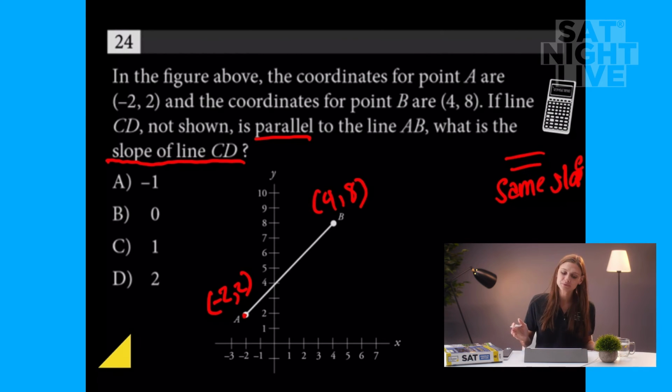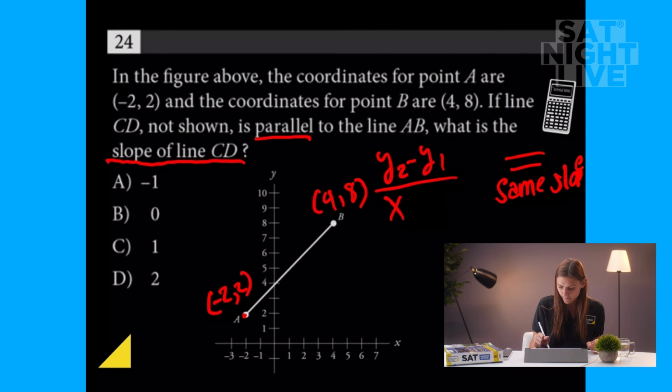Okay, what do we do? How do we get the slope with those points? You might have seen that good old y2 minus y1 over x2 minus x1. That's the one we're going to use. You might have seen it written before as y1 minus y2 over x1 minus x2. It's really okay which one you use as long as you're consistent with which x's and which y's you're putting where. So I'm going to go with the y2 minus y1.